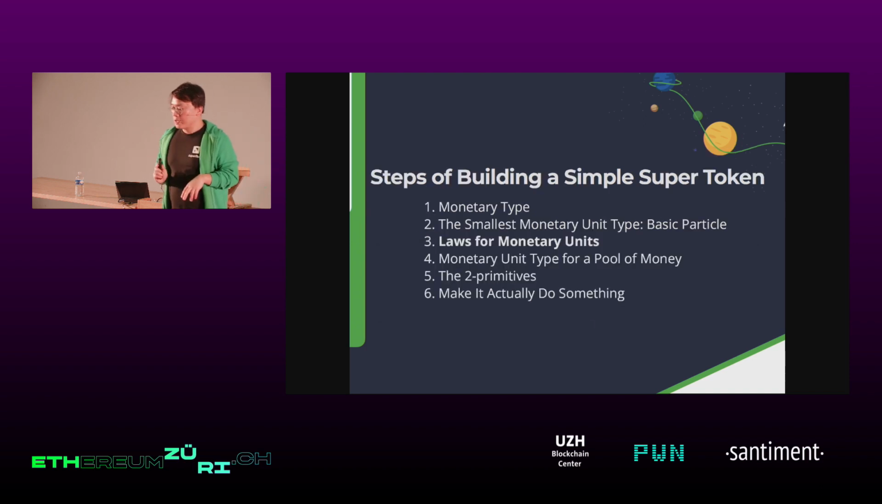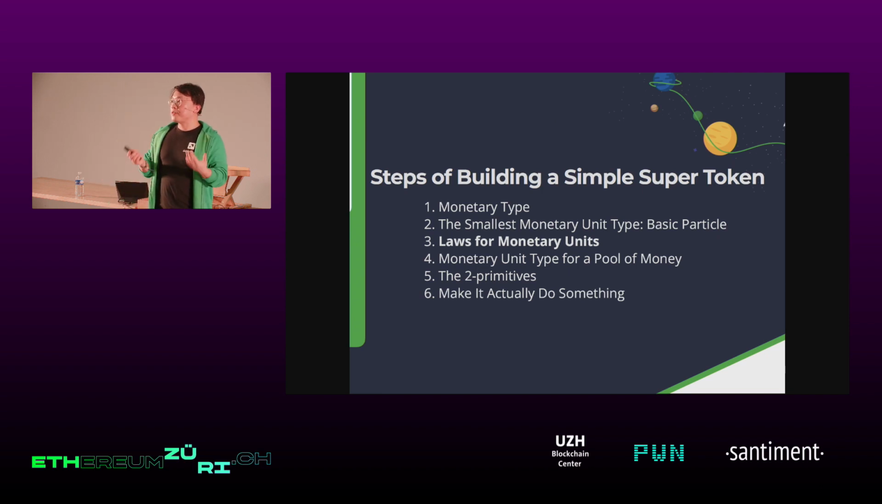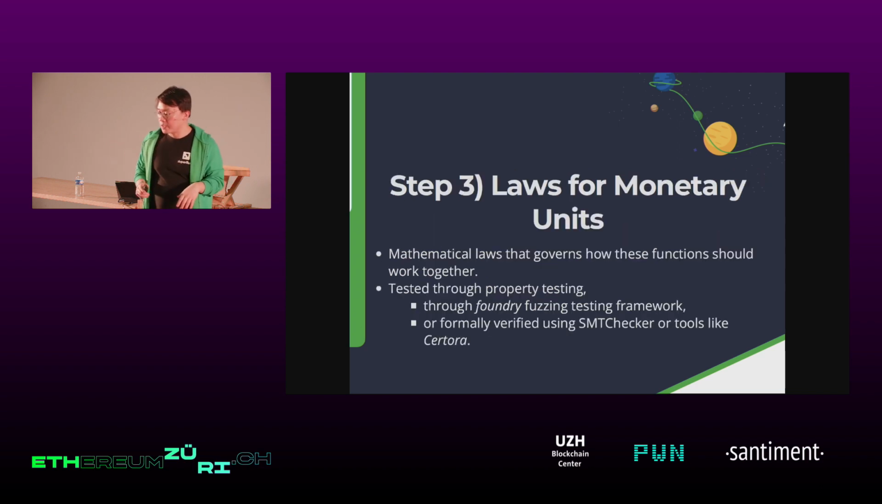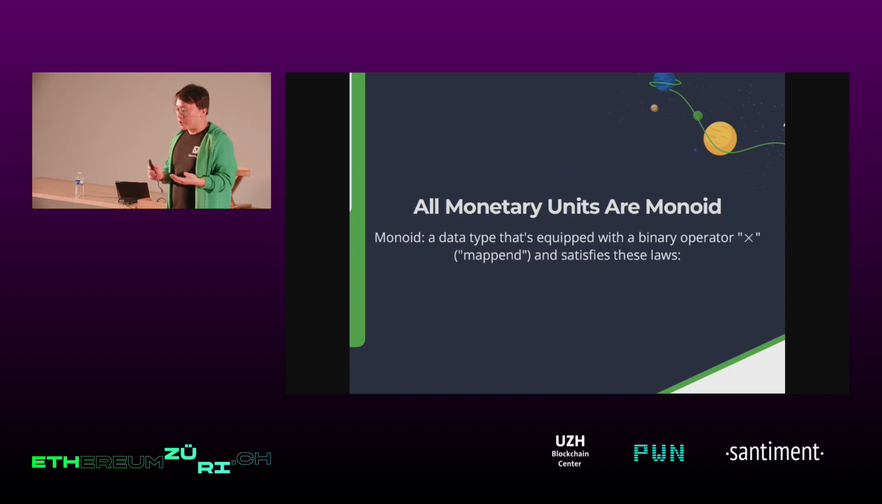So, okay, now go to the third step, right? One of the things about functional programming is that you define a bunch of functions, but how do you know if those functions are correct, right? So you now need to define some laws for it, right? So, laws. What are the laws, right? Laws like mathematical laws, right?